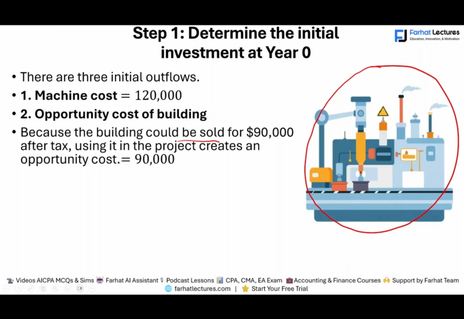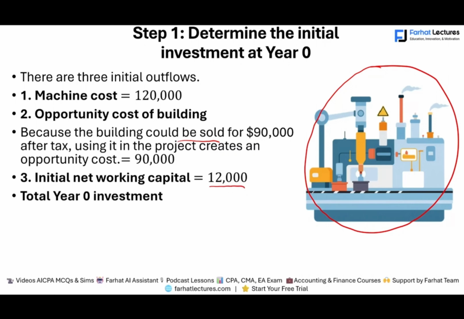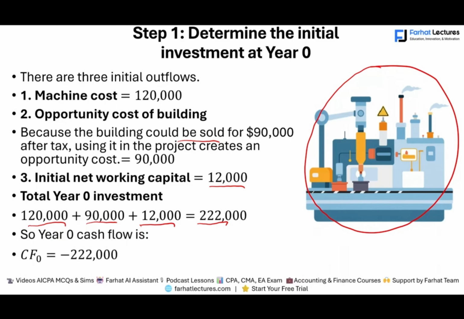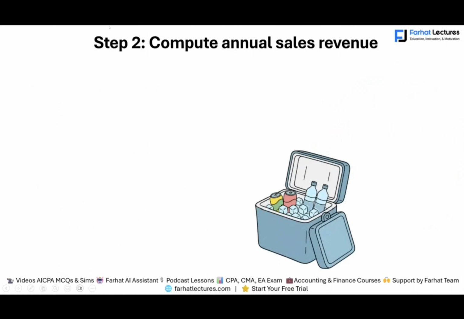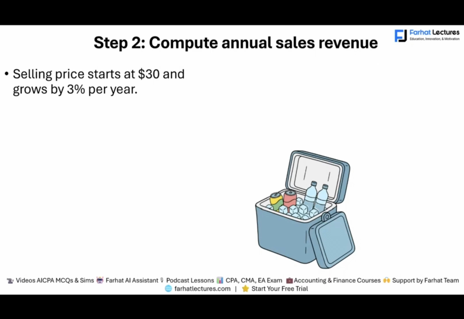Therefore, it's an opportunity cost of $90,000 we have to add to the cost of the project. And we need certain supplies and inventory, initial net working capital of $12,000. Therefore, the total investment at year 0 is $222,120 for the machine cost, $90,000 as an opportunity cost, and $12,000 as net working capital. So year 0 cash outflow is negative $222,000.